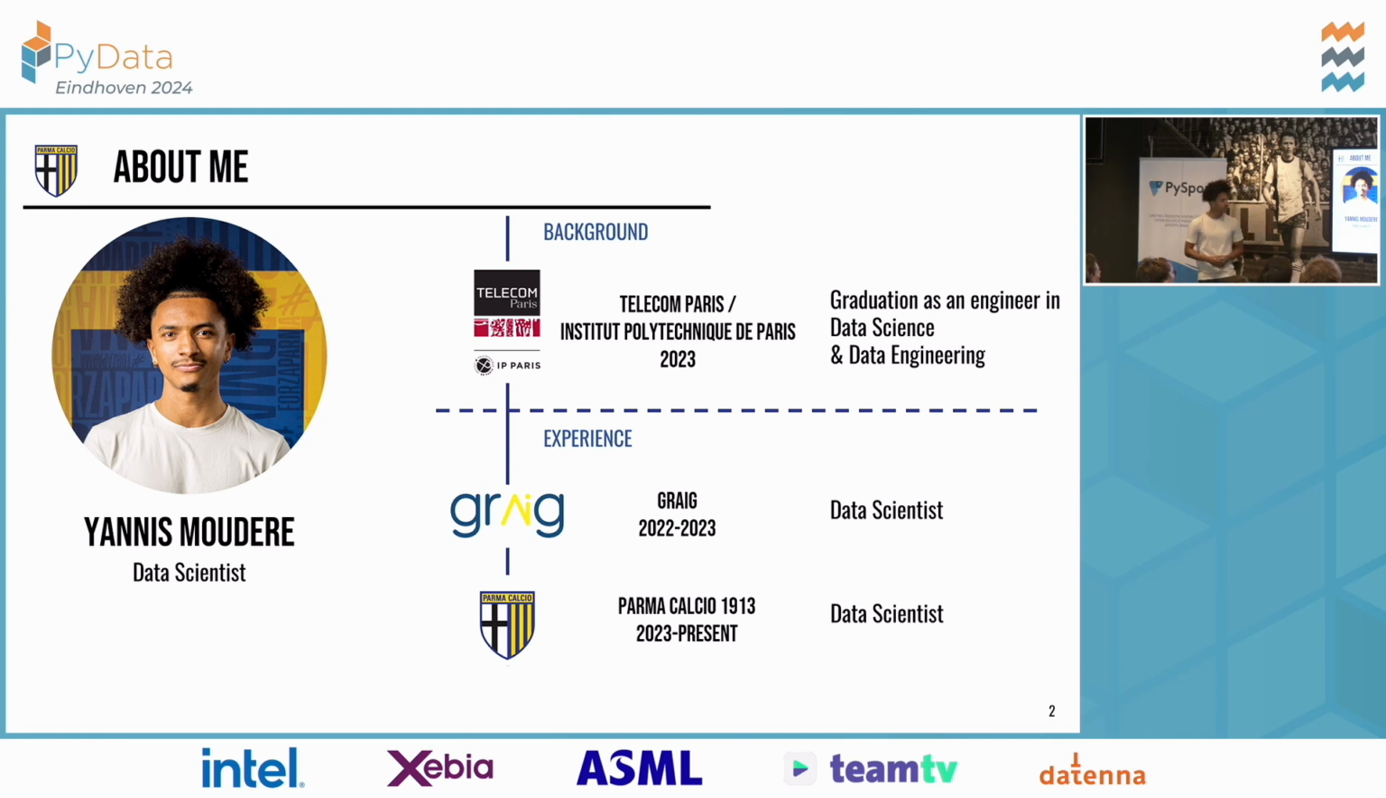Just to quickly introduce myself, my name is Yannis Moudere. I graduated last year as an engineer in data science and data engineering. During my last year of studies, I was working part-time as a data scientist for Greg, which is an AI solution for cycling. Then I did an internship at Permaculture, which used to be a Serie B club, so Italian second division. Now it is a Serie A club, and I work as a full-time data scientist there.